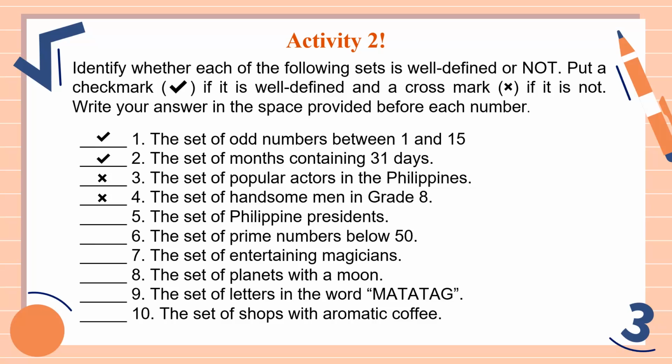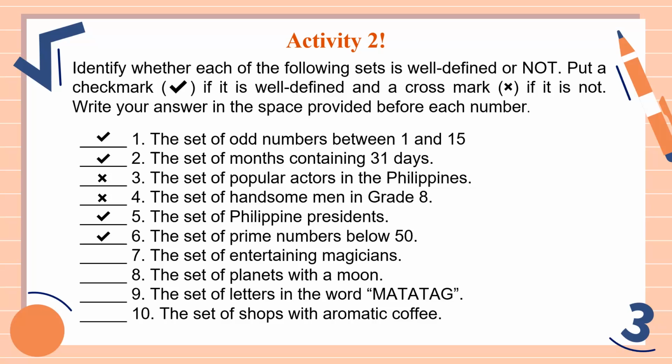Number 5, the set of Philippine presidents. So can we get the set of Philippine presidents? Yup, we can name the Philippine presidents. So this is check, well-defined. Number 6, the set of prime numbers below 50. Yup, we can have that answer. So prime numbers, for example, 2, 3, 5, 7, 11, 13, 17. So we can get these numbers below 50.